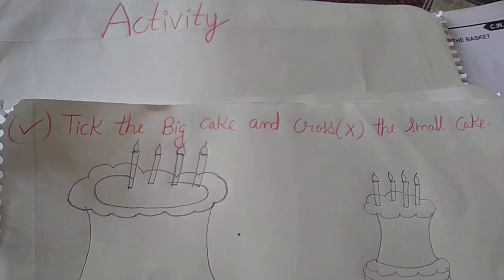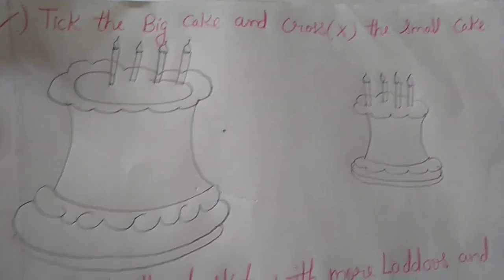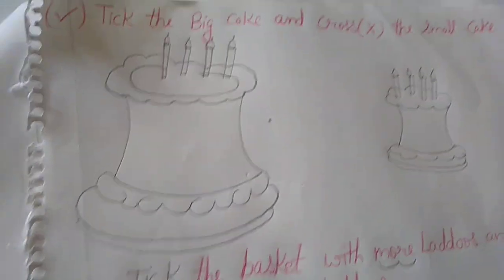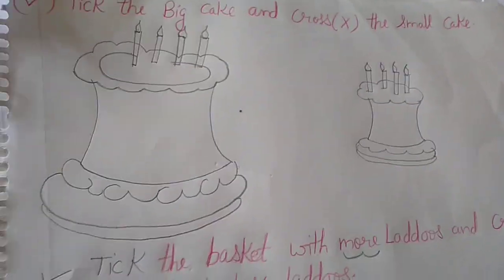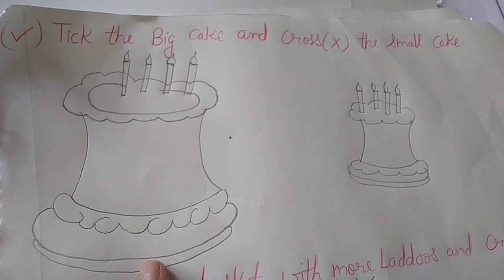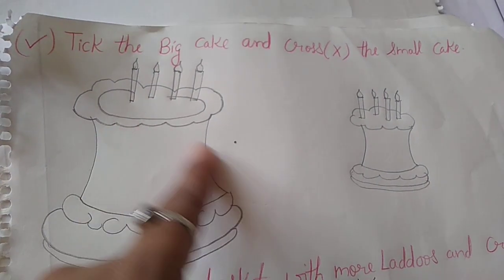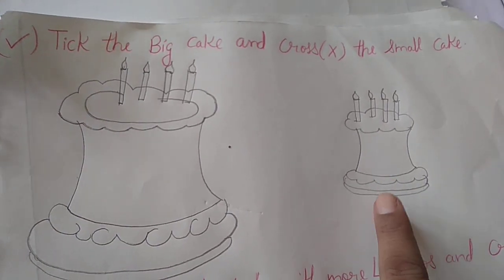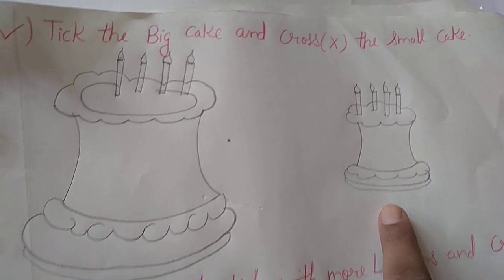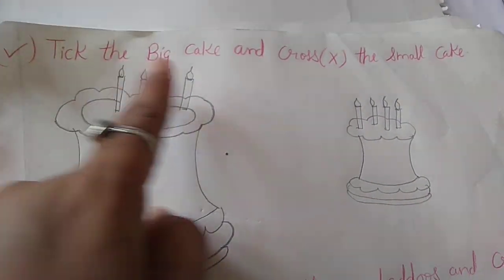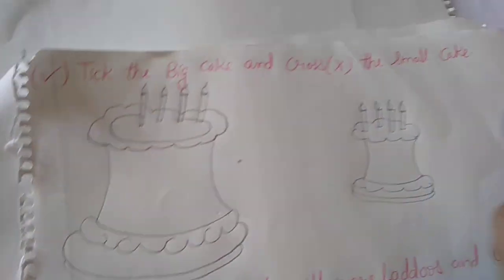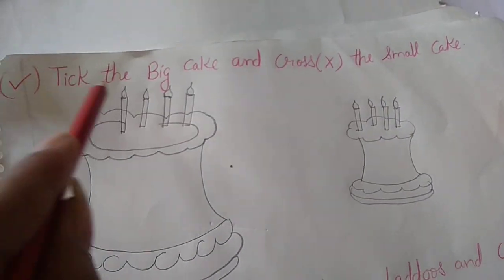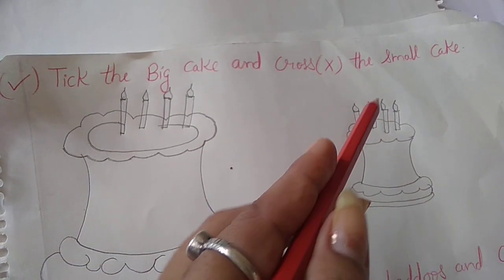Now, I am here with two pictures. You are seeing this picture. Can you recognize what this is? This is a cake. The size of the cake is big. And this is also a cake. This is a small cake. Now the question is, tick the big cake and cross the small one. We have to tick the big cake and cross the small cake.